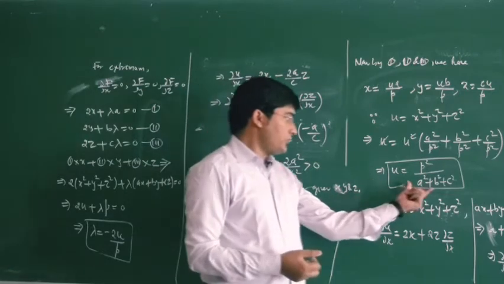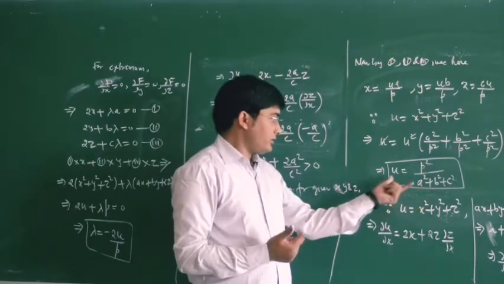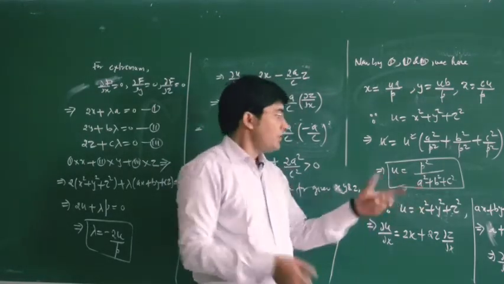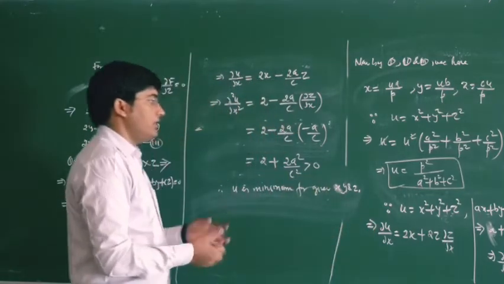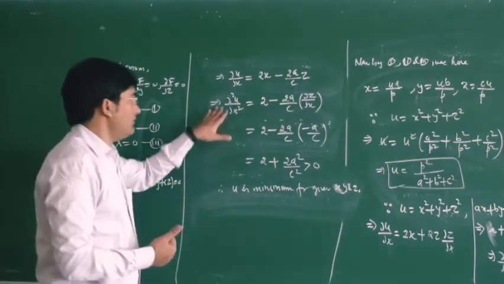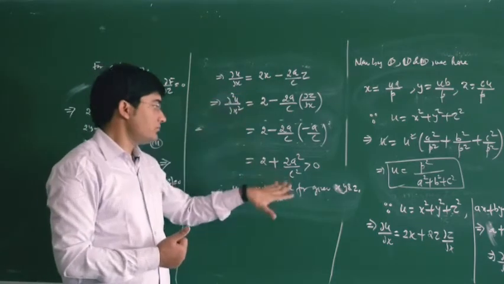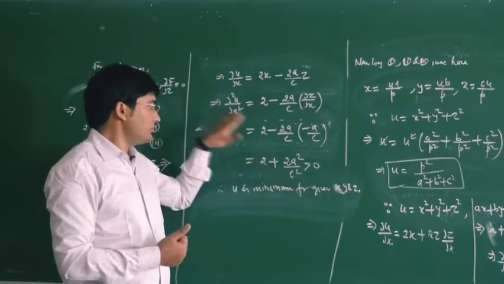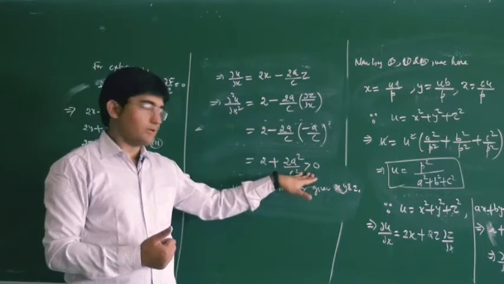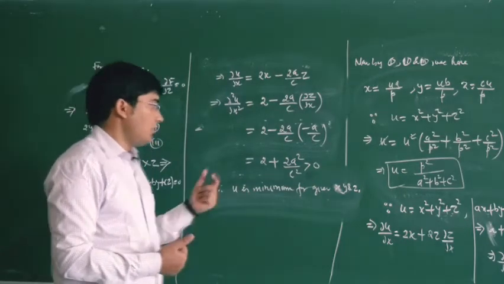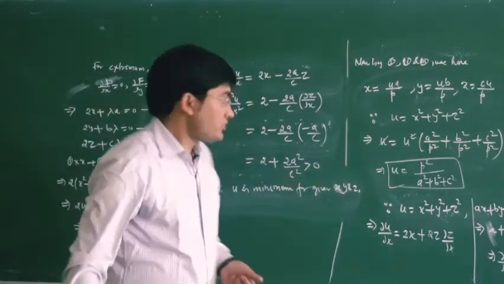This is our value of the function, but we cannot say whether it is minimum or maximum. For that we have to show that it is minimum, and it can be shown by proving that this double derivative is positive. As this double derivative is positive for all the values of x, y and z, our u is minimum. Then the next question.